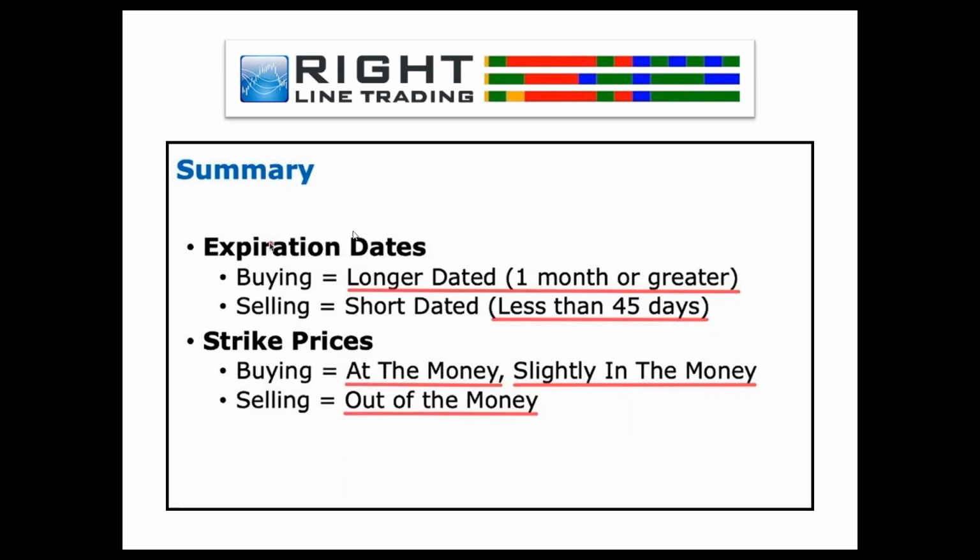Now, here it's sort of summarized. When you buy, you buy the longer dated, the 1 month or greater. When selling, you buy the shorter dated, the less than 45 days. Remember, it doesn't mean you're going to hold it that period of time. And we're going to talk a lot about buying weekly options in a minute.